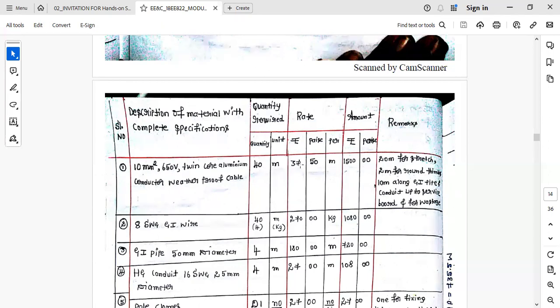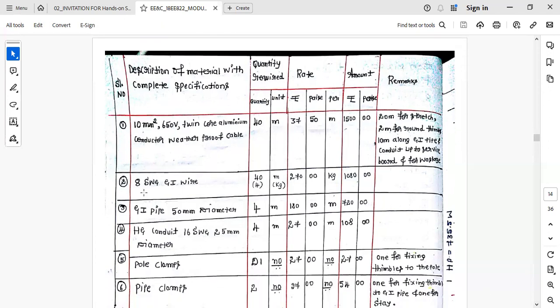For per meter, 37.50 paisa. Here we need to take 40 into 37.5. That is nothing but 1,500 rupees. Okay. And then next is 8 SWG GI wire. This GI wire is for what? Messenger wire. Same, you need to take 40 meters.